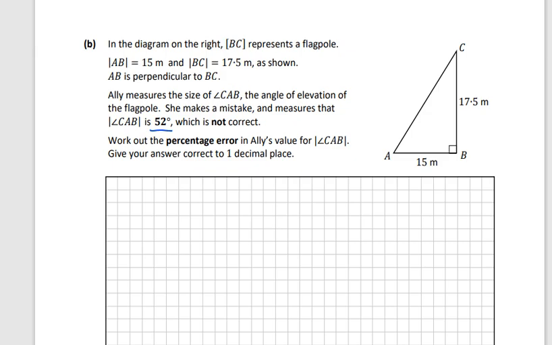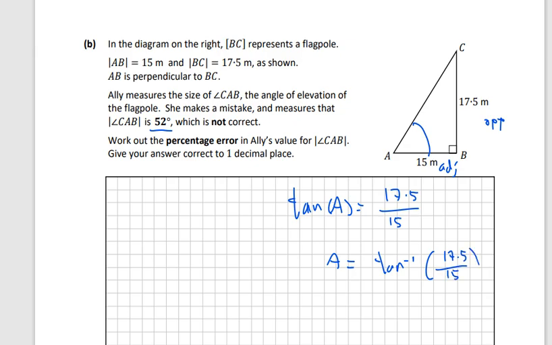Right here then, she measures it wrong. She thinks it's 52, so we have to figure out what it is exactly. We can use trigonometry. It's opposite over adjacent. So tan of our angle is equal to 17.5 over 15. So A is equal to tan inverse of 17.5 over 15. Then A is equal to, you get 49.4.